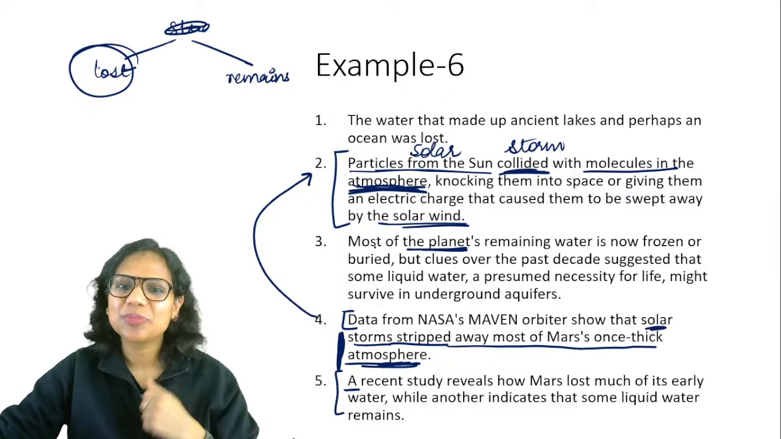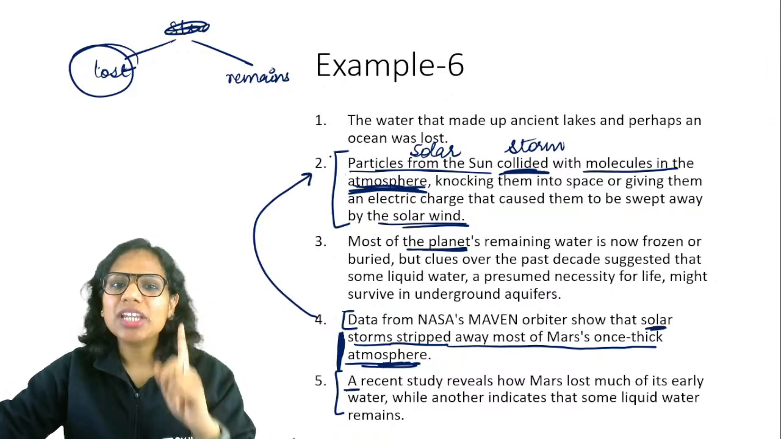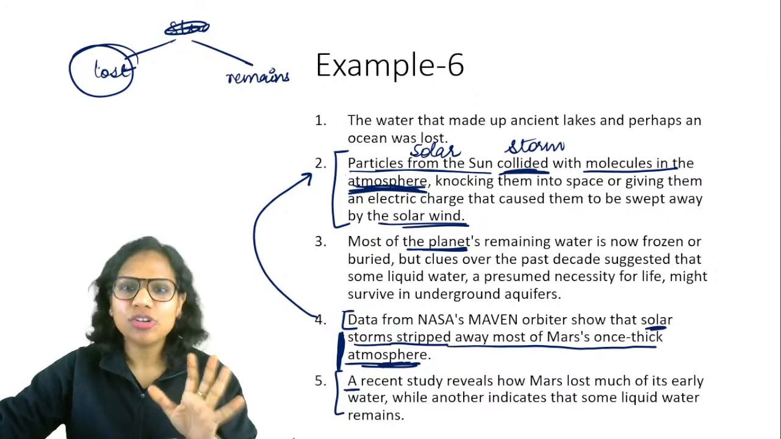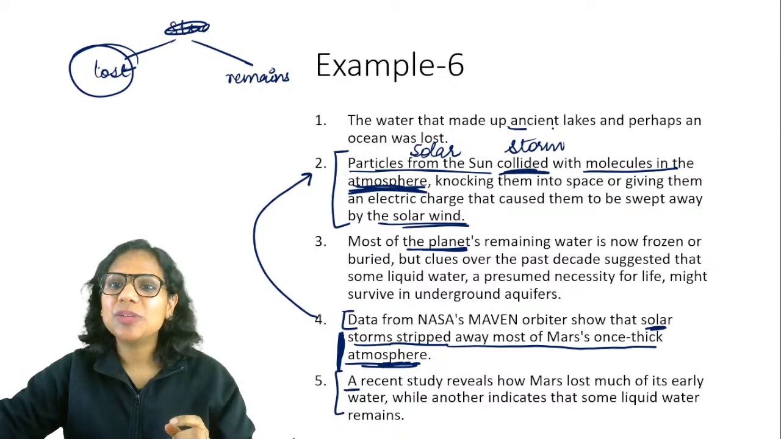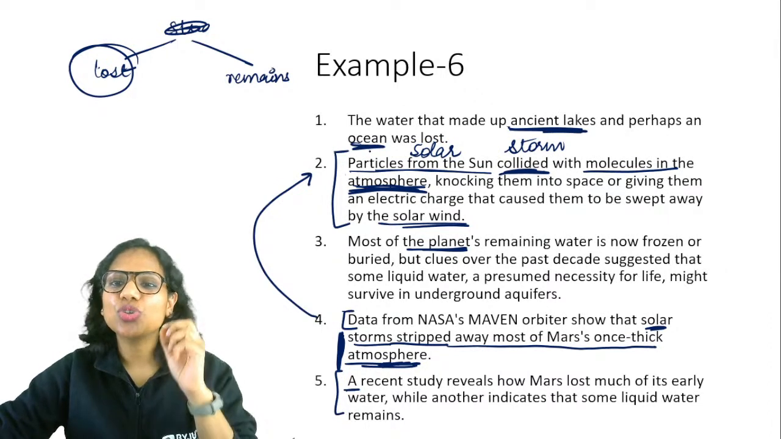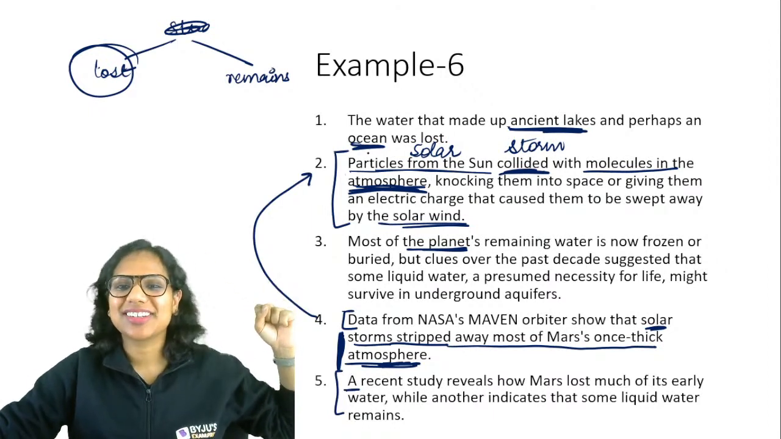So this belongs. Okay. Now here, 1 is the odd sentence because 1 is also talking about water being lost. But from where? That made up ancient lakes and perhaps an ocean. The water was not lost from the oceans and lakes, it was lost from the atmosphere.